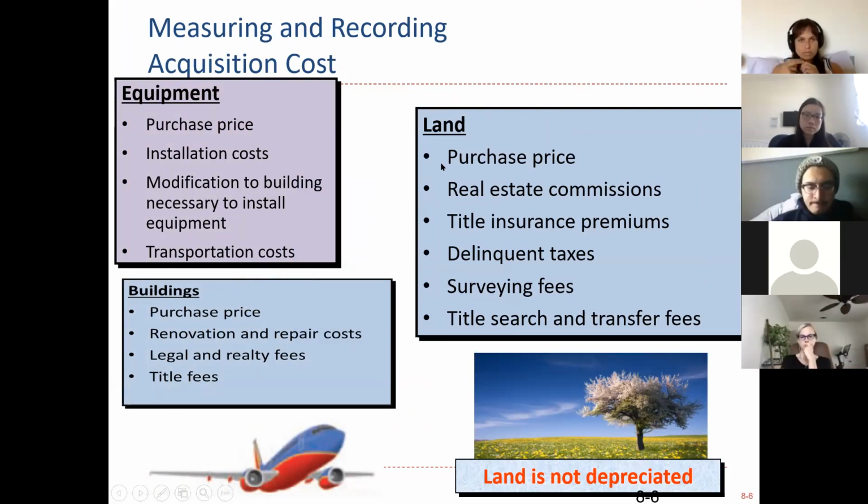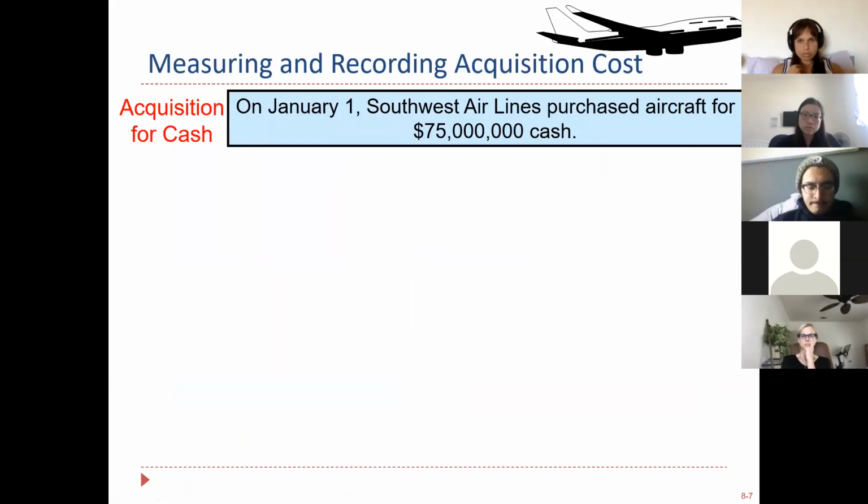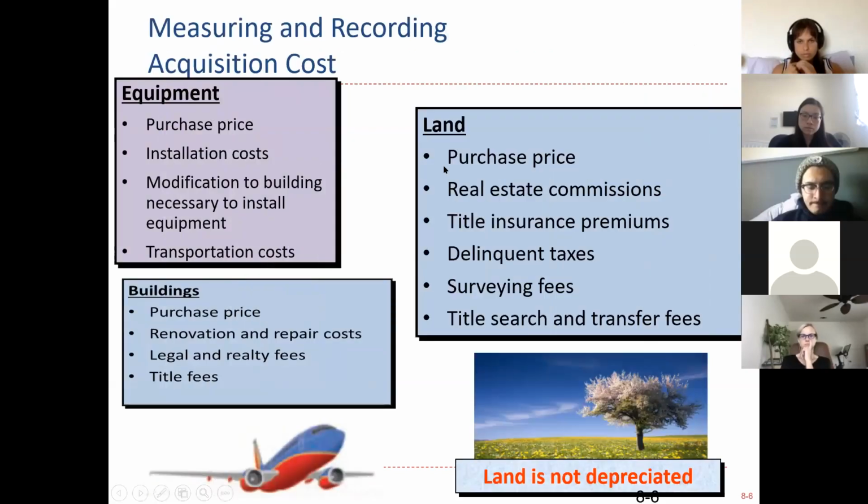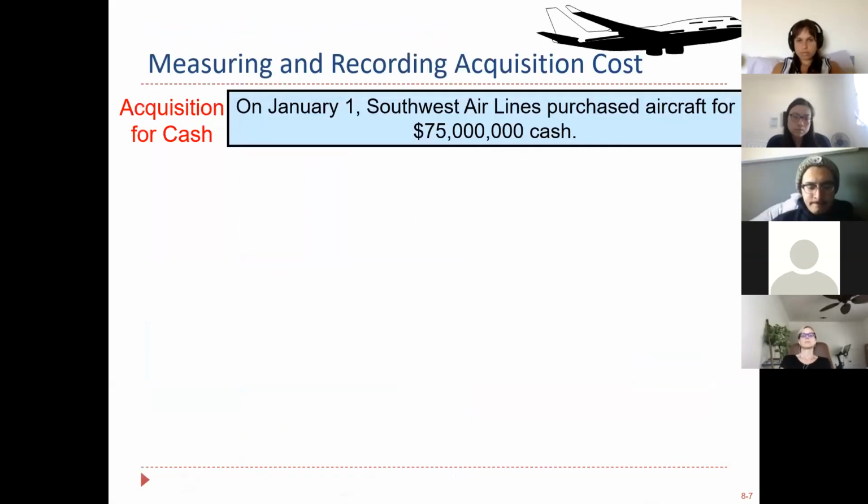Land, well, we just bought an acre of land in Santa Barbara for $10 million, but we're not going to debit land for $10 million. We're going to debit land for $10 million plus the $100,000 real estate commission, plus the premiums, plus the delinquent taxes, etc. Anything that's involved. Building, same thing, okay? So the whole point of this is acquisition costs, the amount that we're going to capitalize is not just the cost of getting title to the goods. There's a lot more to it. So we're going to get into some examples here.